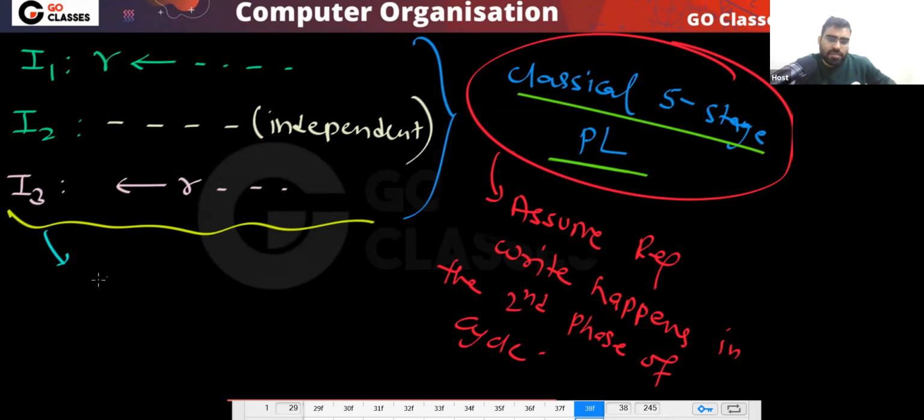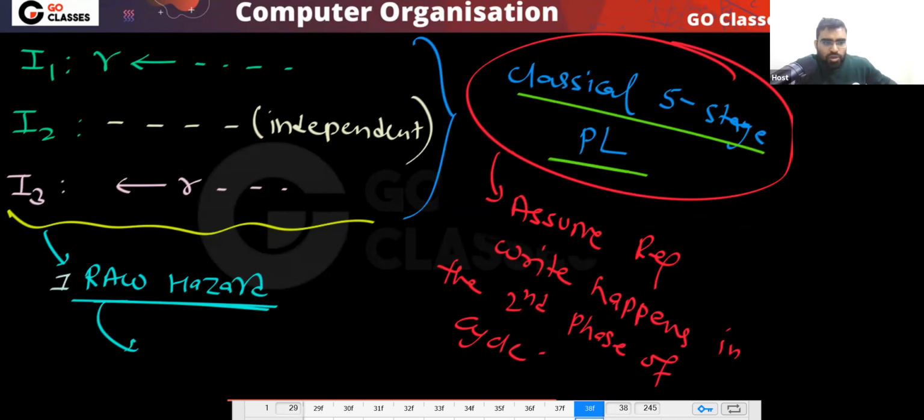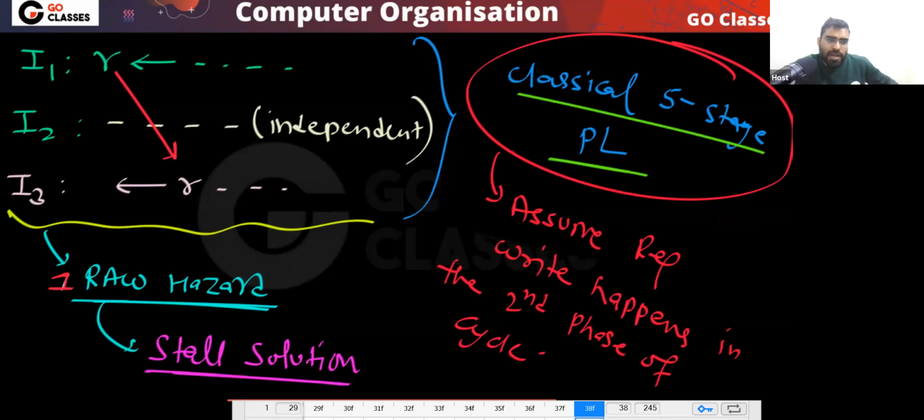So there is a hazard here. Again, there is a RAW hazard. Because of this one RAW hazard, you will see there will be two bubbles. There will be one RAW hazard, but there will be two stalls. So just make the stall solution. When you apply the stall solution, you will get two stalls.